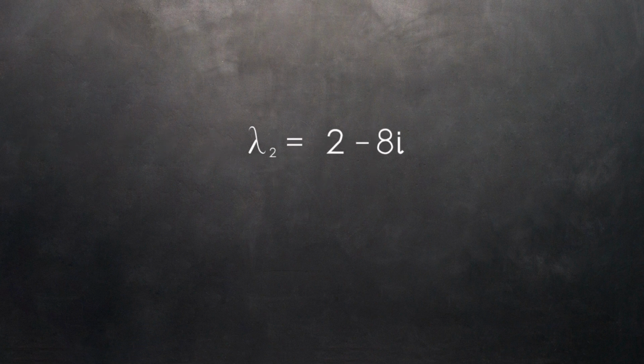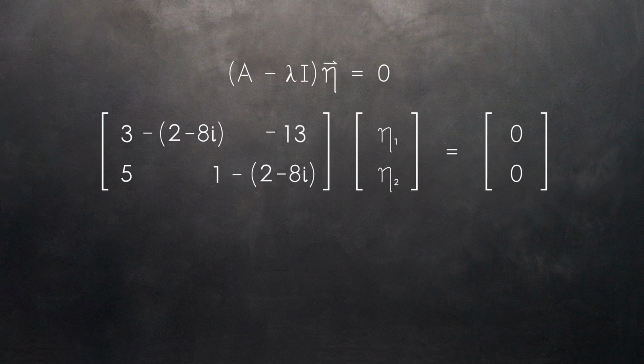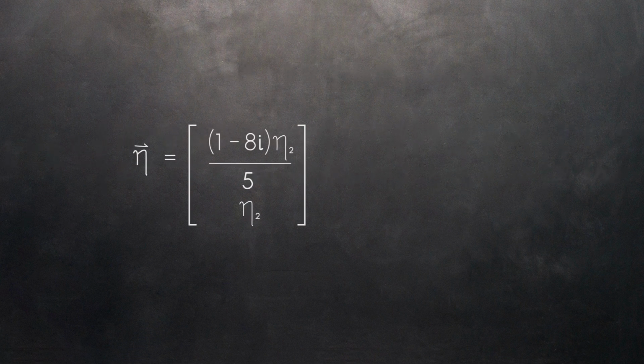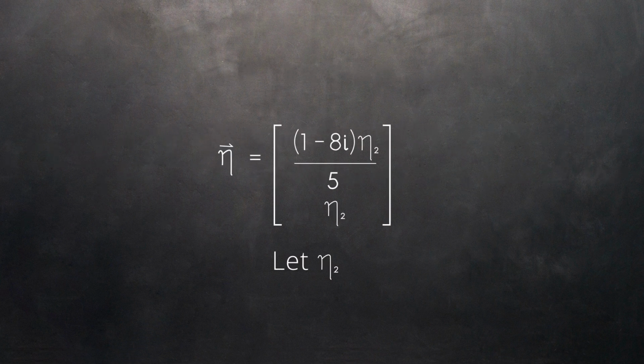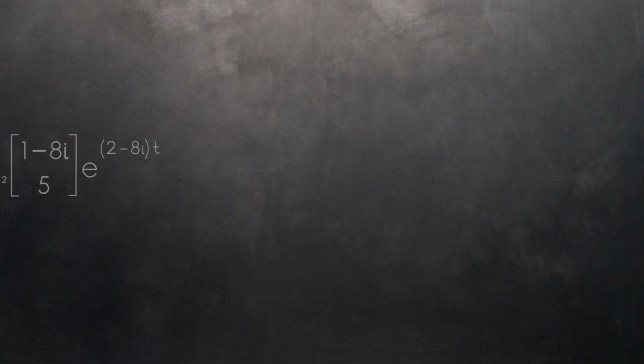Now we can find the eigenvector associated with the second eigenvalue, lambda 2. Note that lambda 2 is just the complex conjugate of lambda 1, so we can expect its eigenvector to be the complex conjugate of lambda 1's eigenvector. Solving the system with lambda 2, we get the following eigenvector. Like the first one, we can let eta 2 be 5, and we get the following eigenvector for lambda 2.